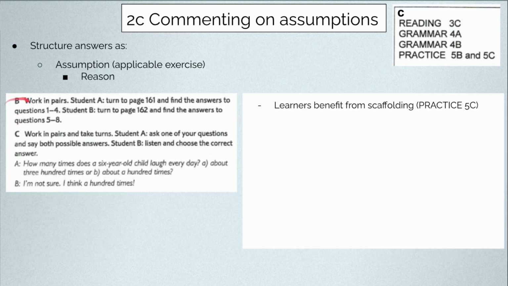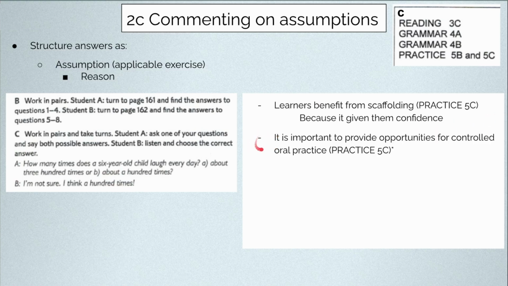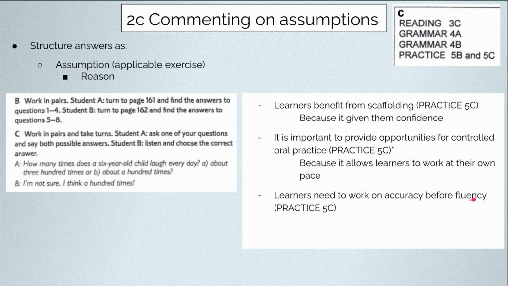Practice 5B and C were not exercises from part A, however we can still make assumptions about them. We've got some scaffolding going on here. Learners benefit from that because it gives them confidence. This assumption is the same as we had before, and even though it refers to different exercises, you can't repeat the same assumptions. You won't get marks for those. So if you had already written this before, don't write it again. Learners need to work on accuracy before fluency.